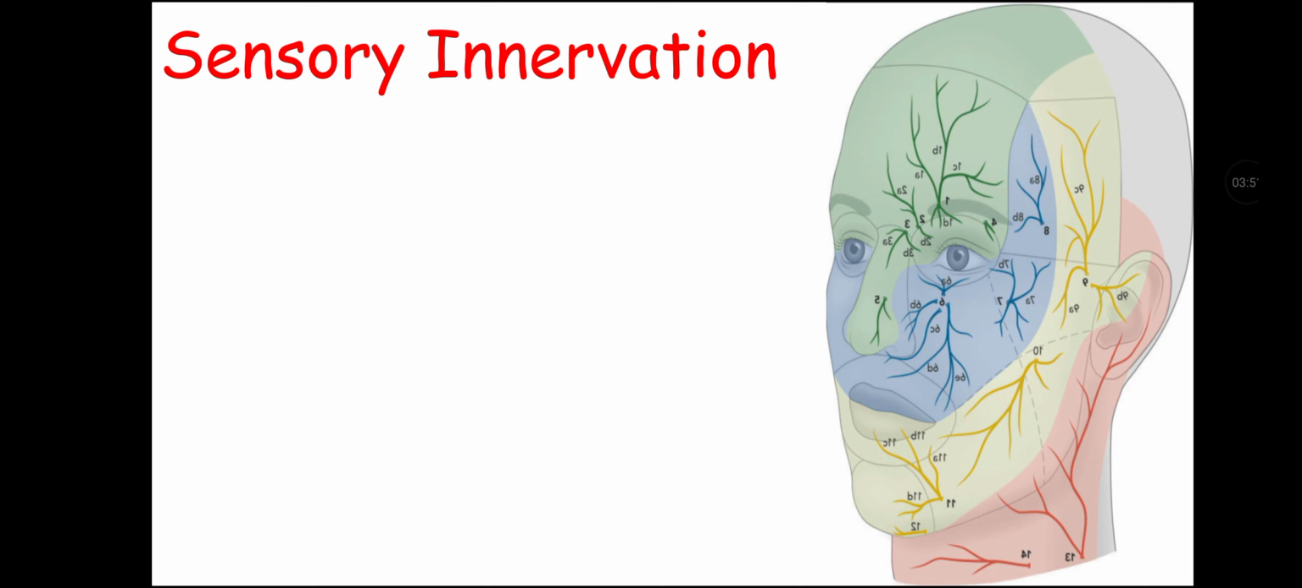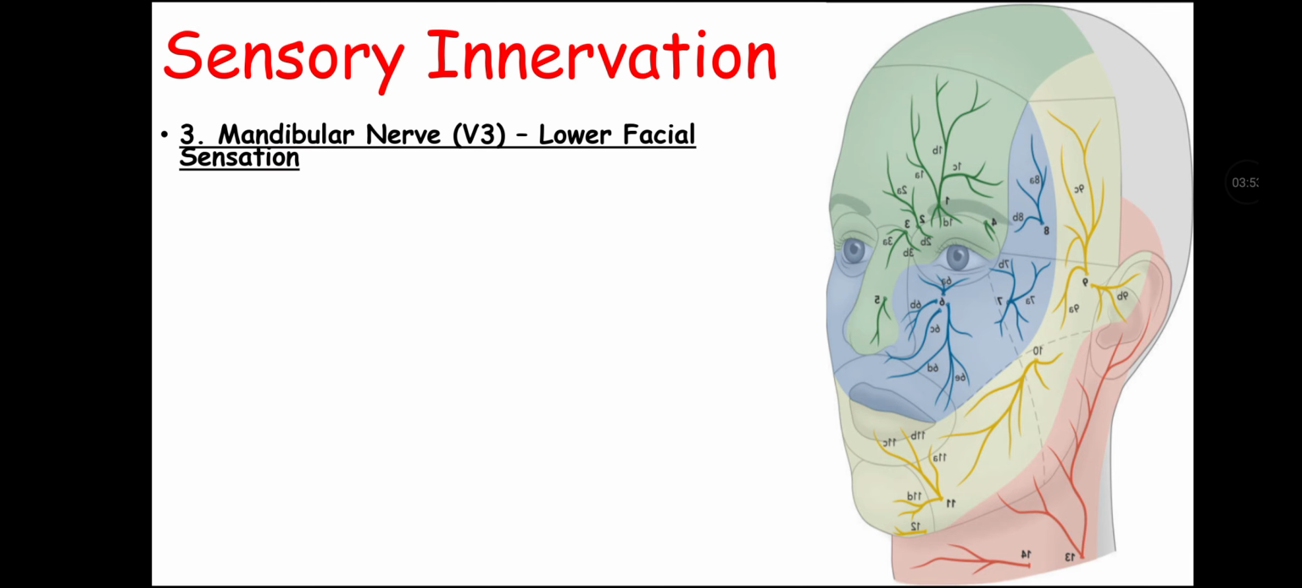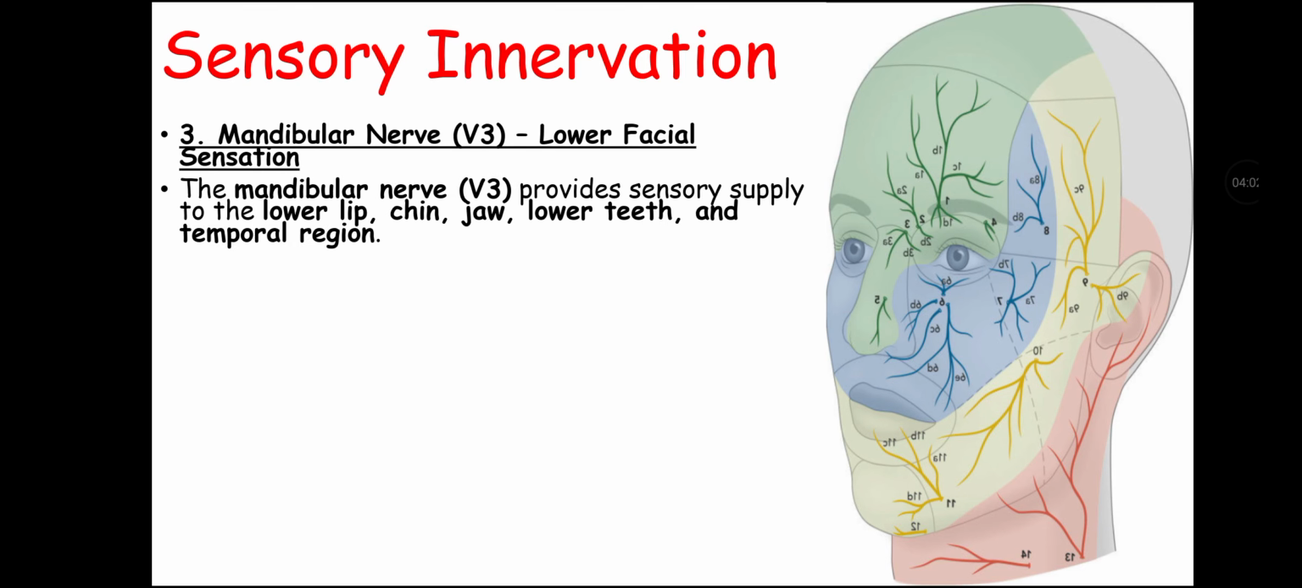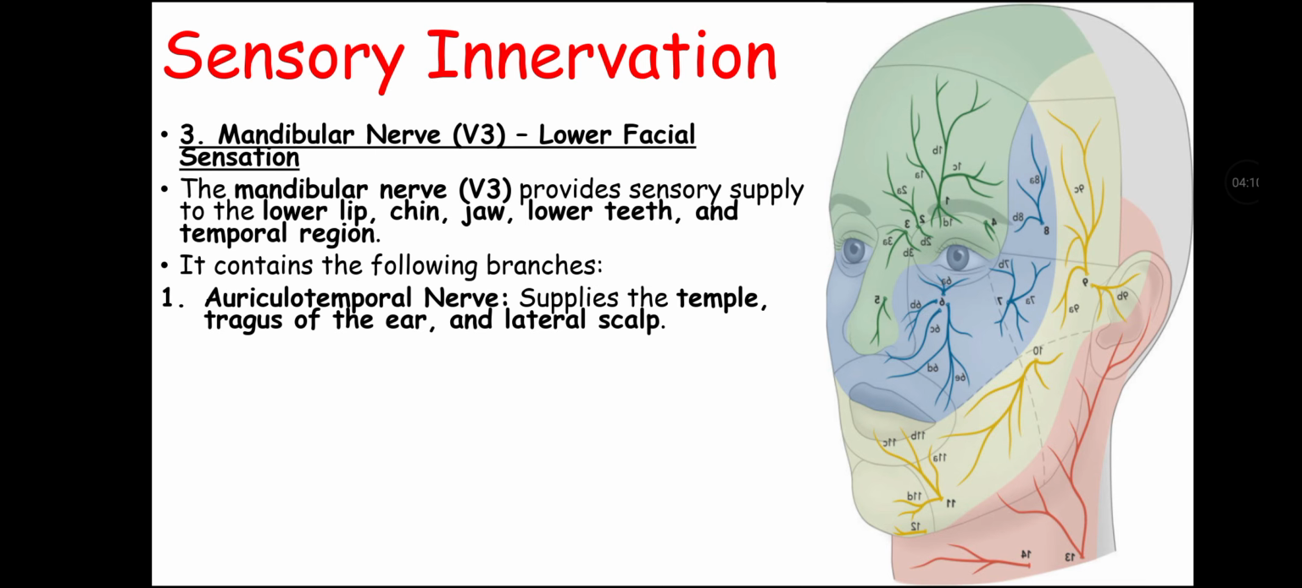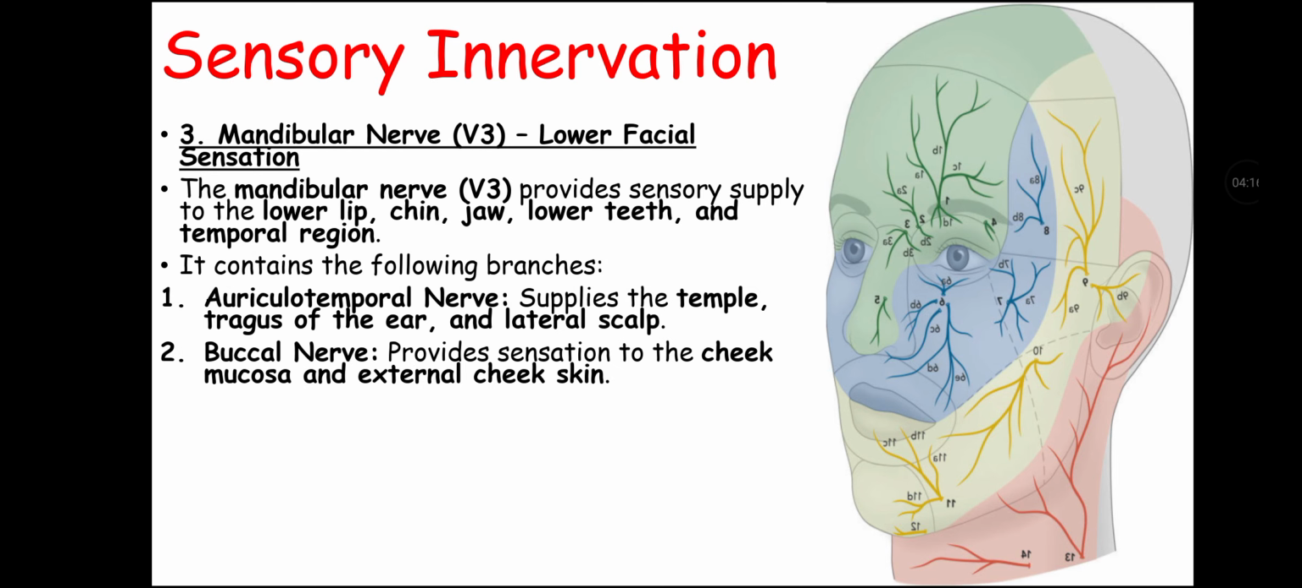The next branch of the trigeminal nerve that supplies sensory nerve supply of the face is the mandibular nerve, and it supplies the lower facial sensation. The mandibular nerve provides sensory supply to the lower lip, chin, jaw, lower teeth, and temporal region. It contains the following branches: the auriculotemporal nerve that supplies the temple, tragus, and lateral scalp.